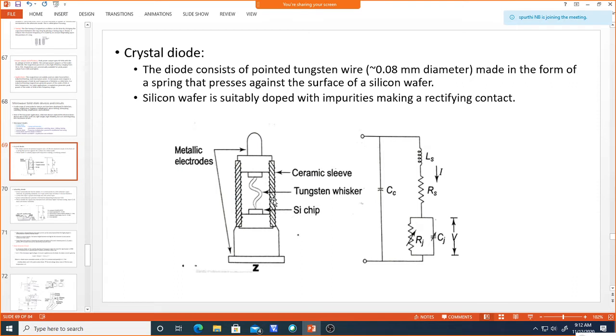So this is the construction of the crystal diode, and this is the equivalent circuit. This is the case capacitance, because of the case that is used, and there is an inductance as well. Whenever current flows through this wire there is an inductance, and due to this wire there is also a resistance. As I said, the junction is found between these two silicon wafers, and it will have junction resistance and capacitance. So this is about the crystal diode.